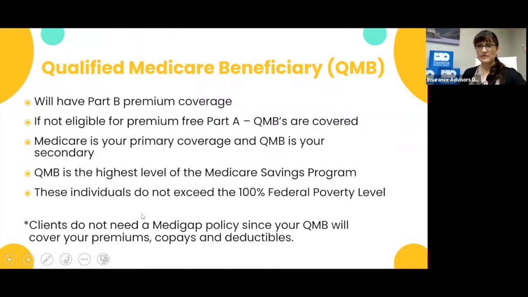So QMB, qualified Medicare beneficiary, will have the Part B premium covered. If not eligible for premium-free Part A, QMBs are covered in that as well. They cover that Part A premium. Medicare is your primary coverage, and then Medicaid is your secondary. QMB is the highest level of the Medicare Savings Program.